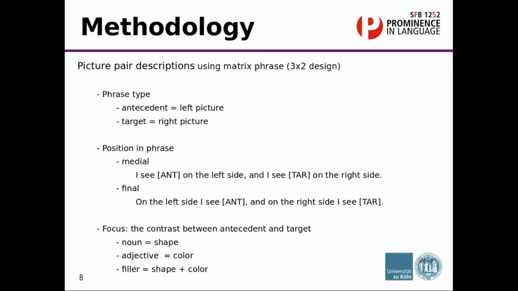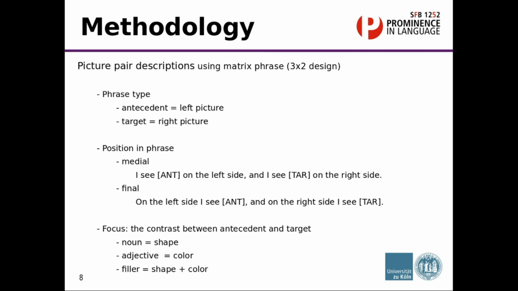Then phrase position. So we made use of two matrix phrases in either half of the experimental task. In one matrix phrase, the picture descriptions were produced phrase medially. So, for example, I see the blue candle on the left side and I see the blue cow on the right side. Whereas in the other matrix phrase, the picture descriptions were produced phrase finally. On the left side, I see a blue candle, and on the right side, I see a blue cow.